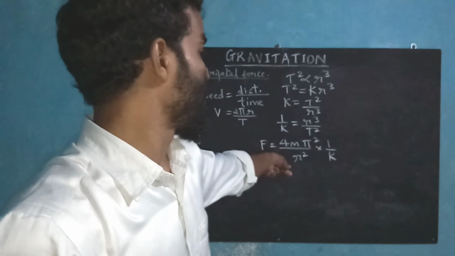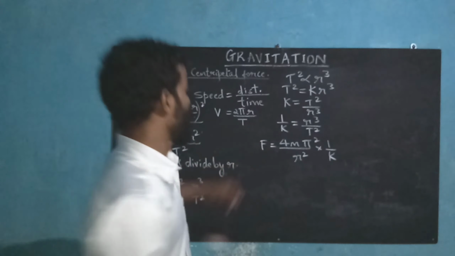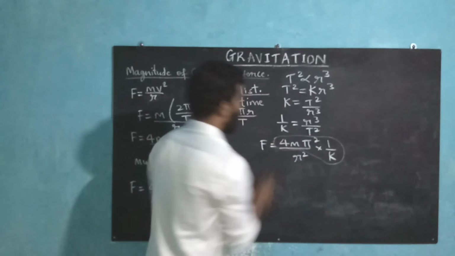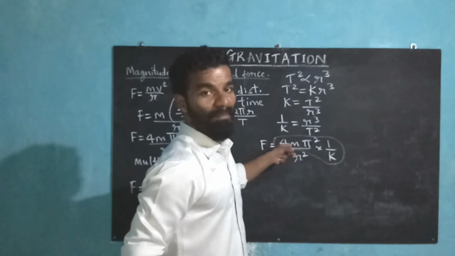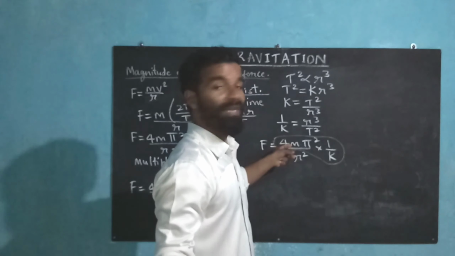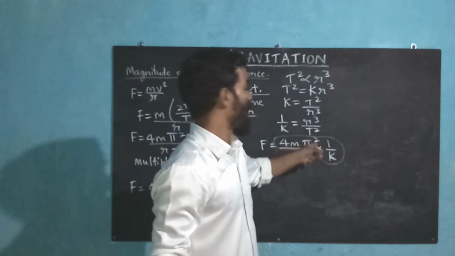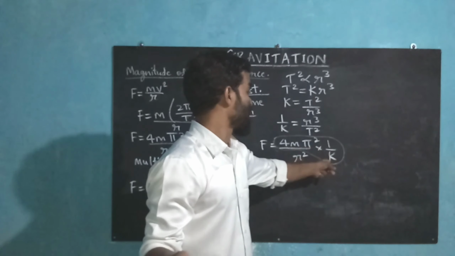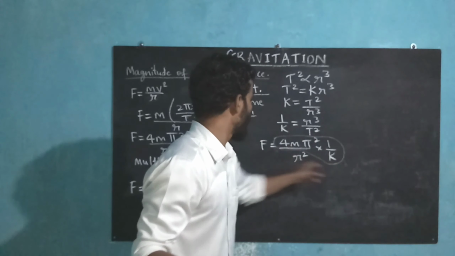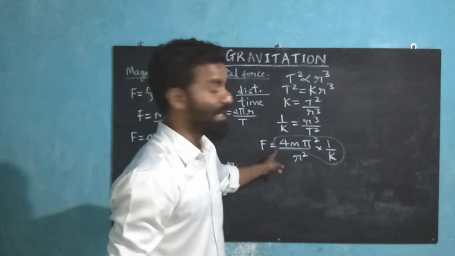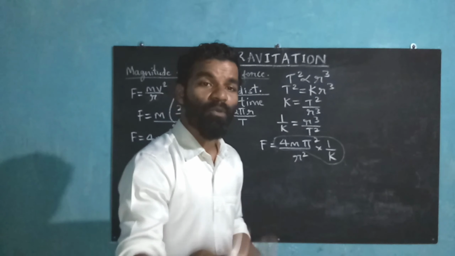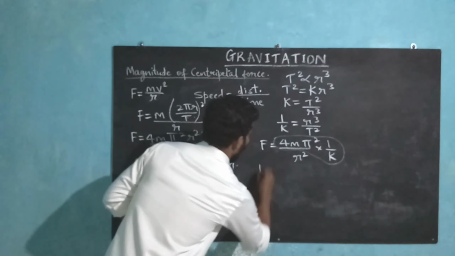In the denominator there is r square on this side. So this is all constant. 4 is constant, mass m will always be constant. Then pi square, it has a value 3.14, that is also a constant. K is a constant. So this is all constant. So F, if you want to remove this equality sign and give the proportionality sign, then it will become like this.